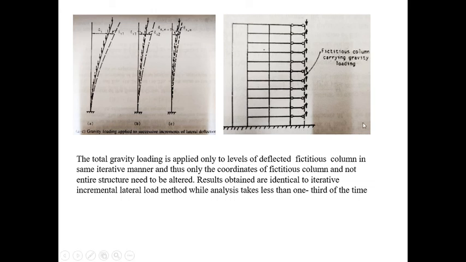So the total gravity loading will be applied only to the levels of the deflected fixture column. Wherever the deflected fixture column is there, the gravity loading will be applied at that floor level, and the same iterative manner will be continued, not to the entire structure. The results obtained will be the same as the previous iterative method, and this process will take less time. This method of analysis will take one third of the time as compared to the iterative method.